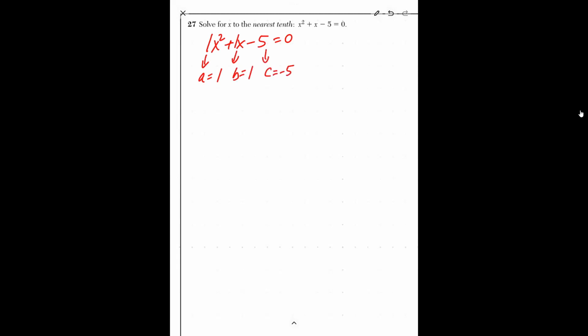Now we're going to use the quadratic formula. So I'm going to write x equals negative b, so negative 1, plus or minus the square root of 1 squared minus 4 times 1 times negative 5, over 2 times 1. Basically all I've done is put in the numbers where the variables and constants would go.